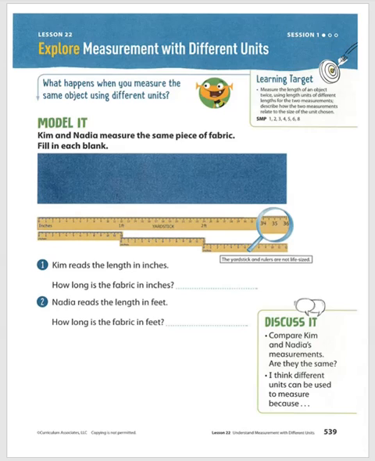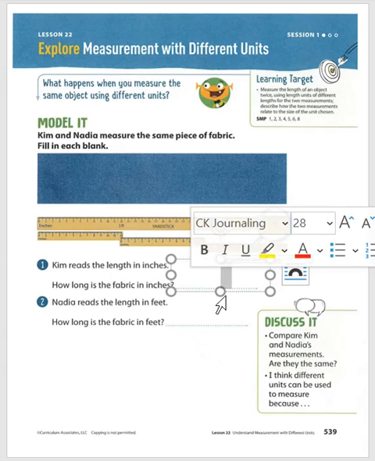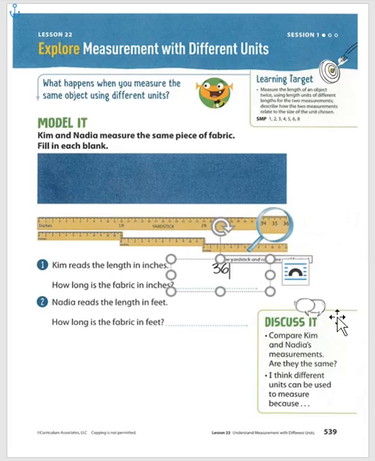So, model it. Kim and Nadia measure the same piece of fabric. Fill in each blank. Kim reads the length in inches. This one is inches. How many inches are there? Looks like there are what? When you look at your paper, you can see there are 36 inches.